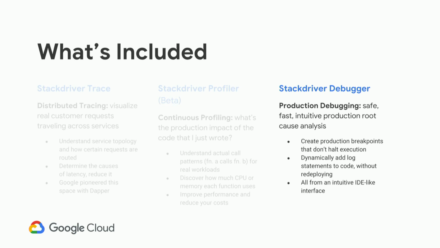When they get triggered with real customer traffic, or if you trigger them yourselves by mocking a request, they capture the local variables and the call stack, but they don't halt execution, which makes them really, really powerful for root cause analysis. Debugger also has another feature called log points, which allows you to add log statements to your application across all of its instances in real time, so you don't have to redeploy it.